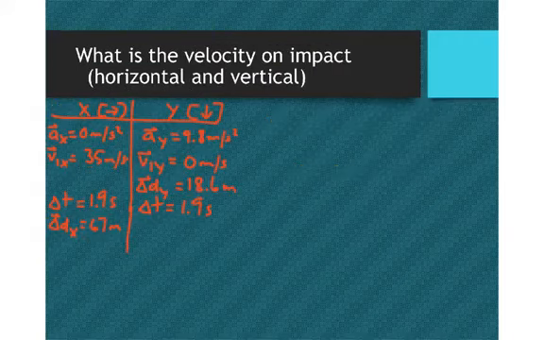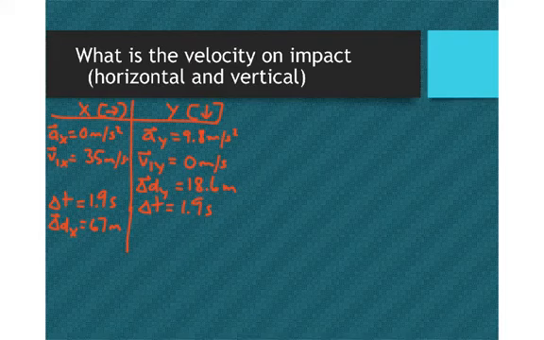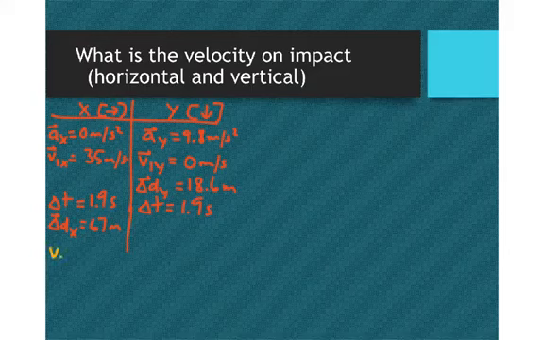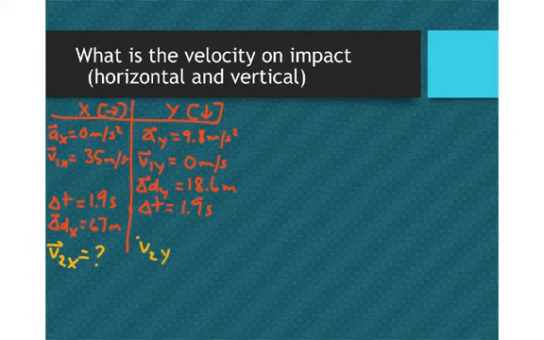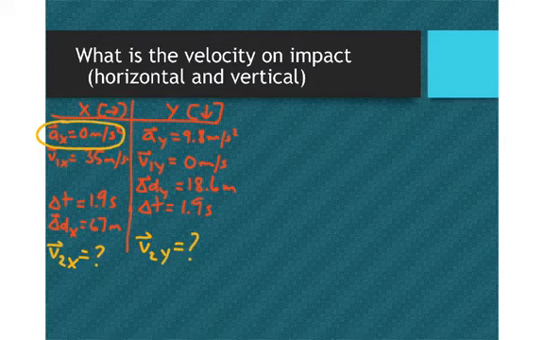Last part of the problem, again, I'm starting with that XY table. I've included the times again. I've also included my dx because, again, this is all information that I get to use. So this question says, what's the velocity on impact in the horizontal and the vertical? So that means I'm looking for v2x and v2y. Let's start with v2x. Remember that the acceleration in the horizontal is 0.